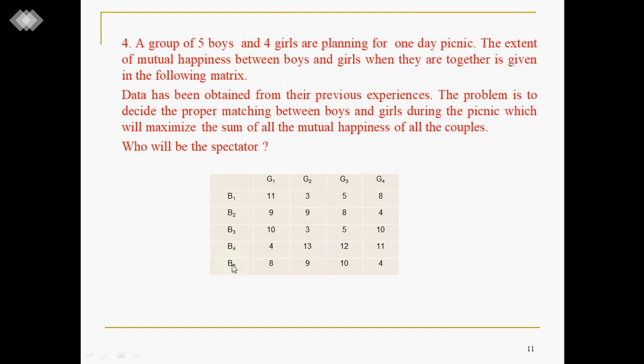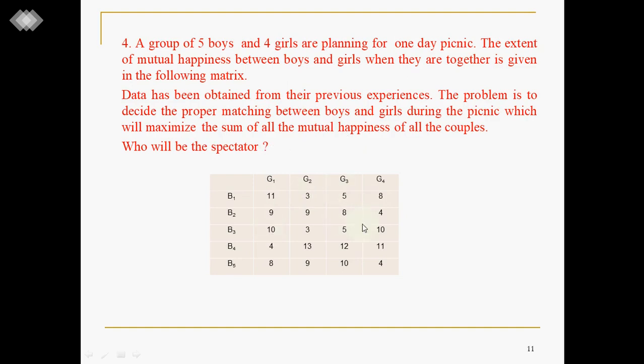Let us read the problem once again and see the matrix also. There are 5 boys and 4 girls. If you couple this boy to this girl, this is the mutual happiness; some points have been given to that couple. Always, happiness you have to maximize, that's what is given. Data has been obtained from the previous experience. The problem is to decide the proper matching between the girls and boys, to maximize the sum of mutual happiness.